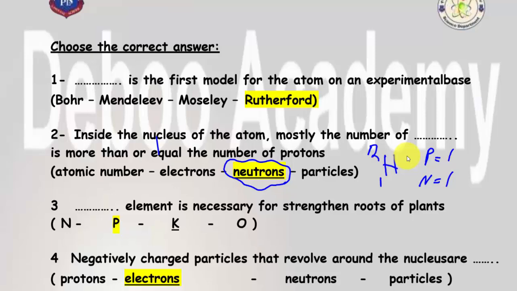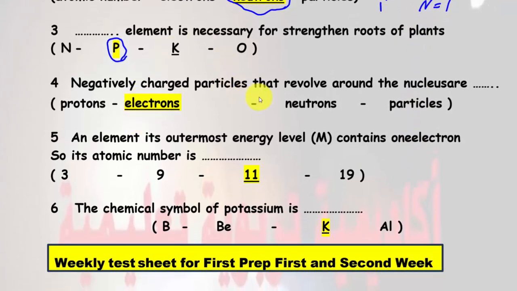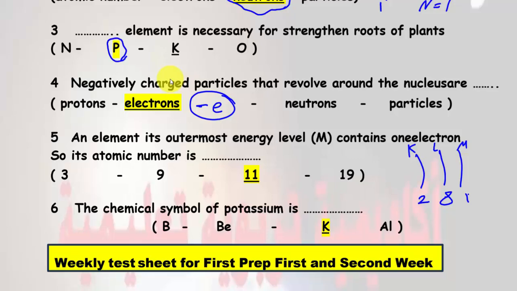Phosphorus element, this P is phosphorus, is necessary for the strength of the roots of plants. Negatively charged particles that revolve around the nucleus are, we said that negative charge are, yes, electrons. An element, its outermost shell M contains one electron. So K, L, M: here 2, here 8, and here 1. Then the summation of 2, 8, and 1 gives us 11.